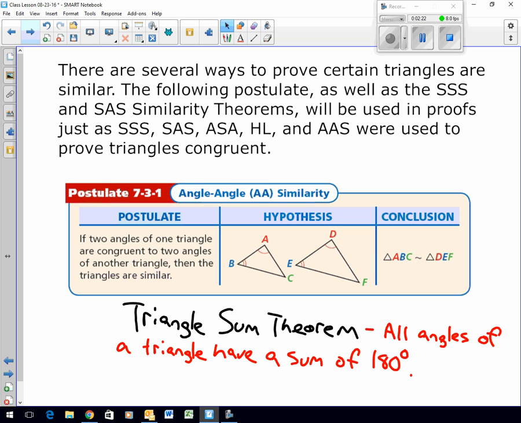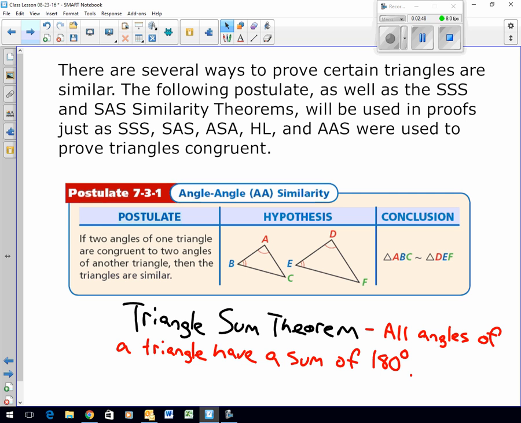All right, here we go. Angle-angle similarity. Let's go over it real quick. If 2 angles of one triangle are congruent to 2 angles of another triangle, then the triangles are similar. If 2 angles in one triangle are congruent, meaning the exact same, identical, to 2 angles in another triangle, then the 2 triangles are similar.